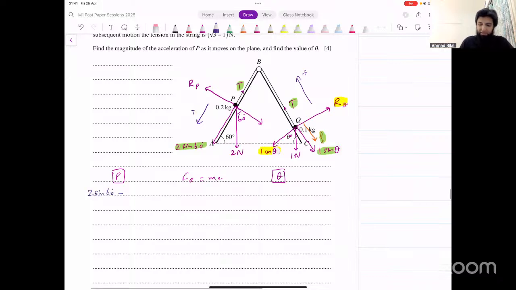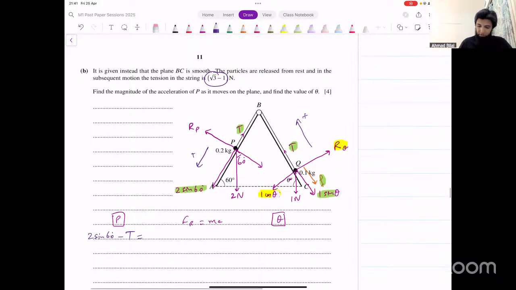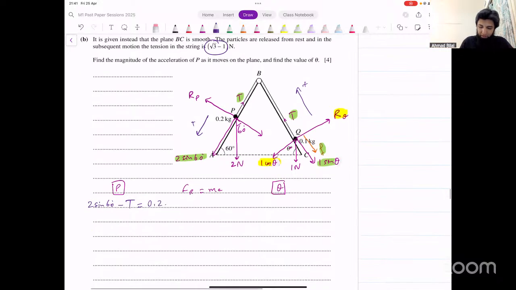Backward force is tension. We know the value for tension, that is this under root. Let me write it like this first. And then this equals mass into acceleration. Mass is what? You know the mass? 0.2 times A. That's one equation.